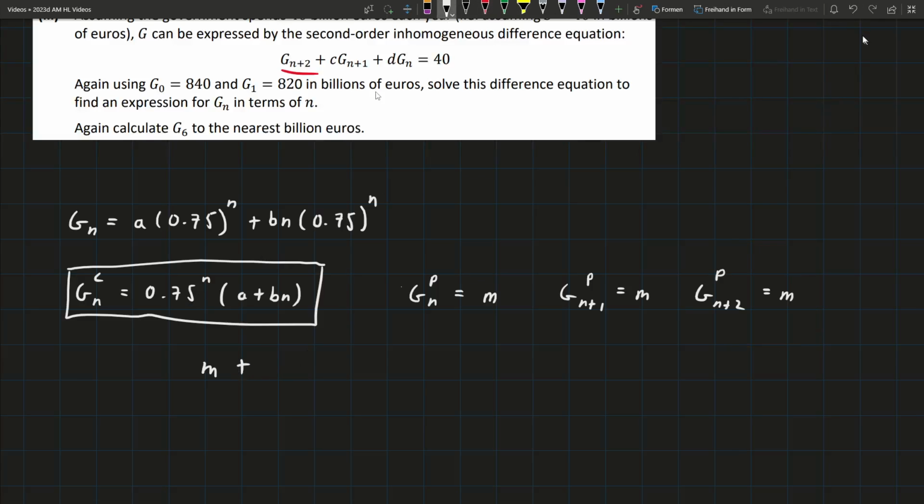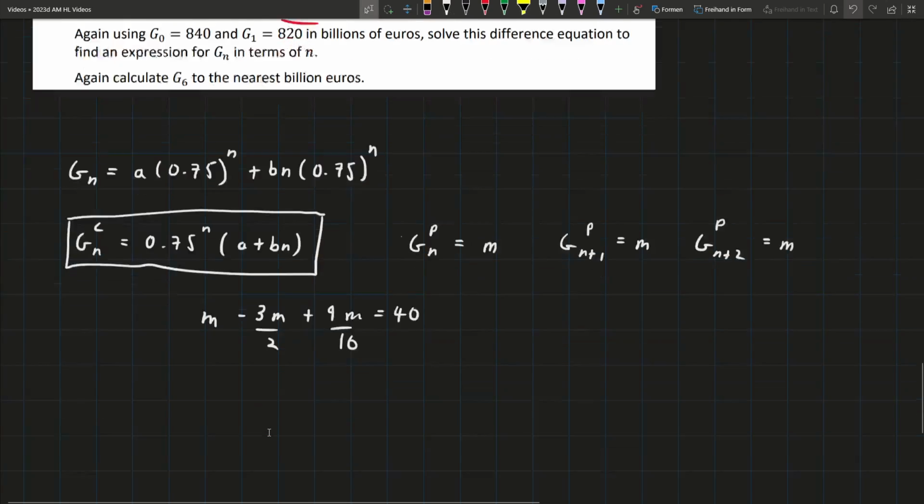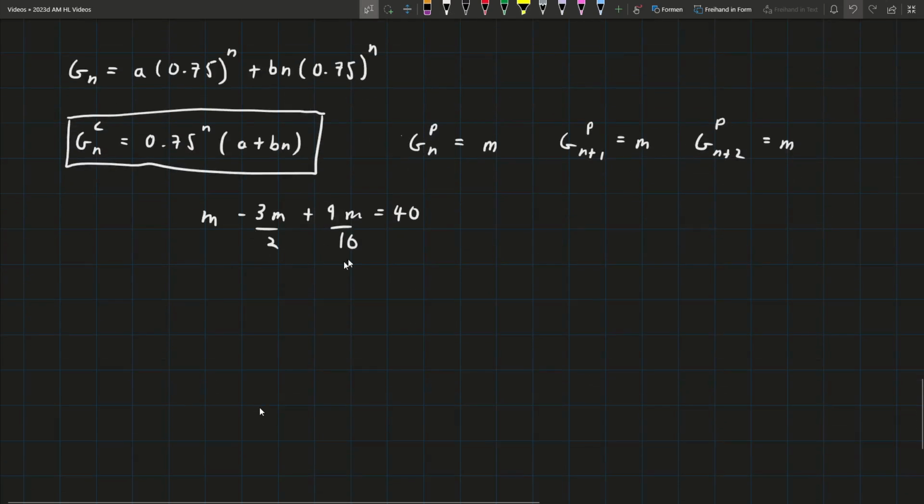Now c is just minus 3 over 2, as we calculated in part 1, so we'll have minus 3m over 2, and then d is 9 over 16, so plus 9m over 16, and that's going to be equal to 40. We just need to solve for m here. You could multiply by the common denominator of 16, but I think a quicker way is to factor out m. We'll get m times (1 minus 3 over 2 plus 9 over 16) equals 40.